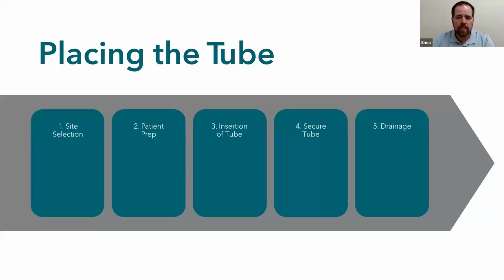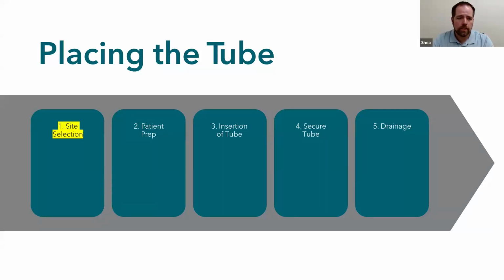So let's talk about the 5 key areas that I think about when I'm placing a chest tube. Site selection, so figuring out where we're going to place it, which side has the pneumothorax, and where in the chest. Patient prep, so getting set up is obviously the most important thing of any procedure, having all your equipment, everything ready right at the beginning. The actual nuts and bolts of placing the tube, securing the tube, and then talking a little bit about the different drainage systems that exist.